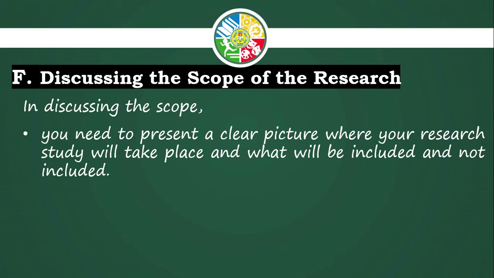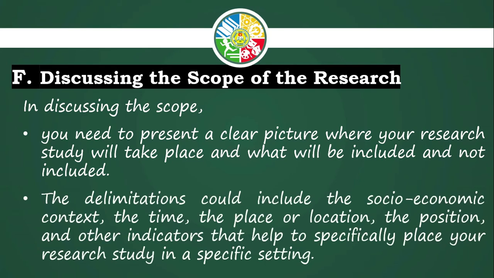In my case, I will ask the students to insert a screenshot in Google Classroom of the location of our environment. For example, if your research is in St. Columban College, look for St. Columban on Google Map and then take a screenshot. It should include the street names, and then attach it to your research. The delimitation could include the socioeconomic context, time, place, or location, the position, and other indicators that help to specifically place your research study in a specific setting. So you need to be very specific.